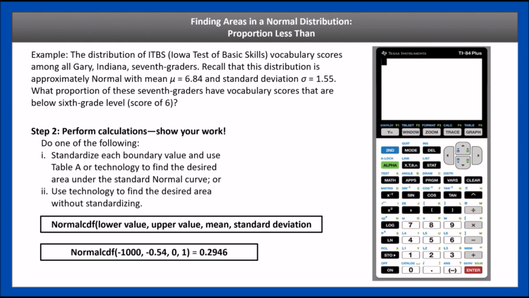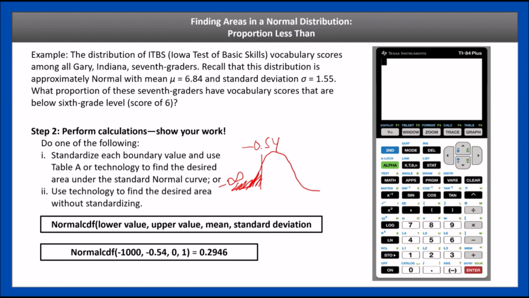All right, let's show you with technology. With technology, we can use a function called normal CDF. I will show you where to find this function, but you provide the lower value, the upper value, the mean, and the standard deviation. In this example, we have a value of negative 0.54, which is the upper value because we want this area here. The lower value is actually negative infinity, but you can't type negative infinity on the calculator. Negative infinity is not a number.